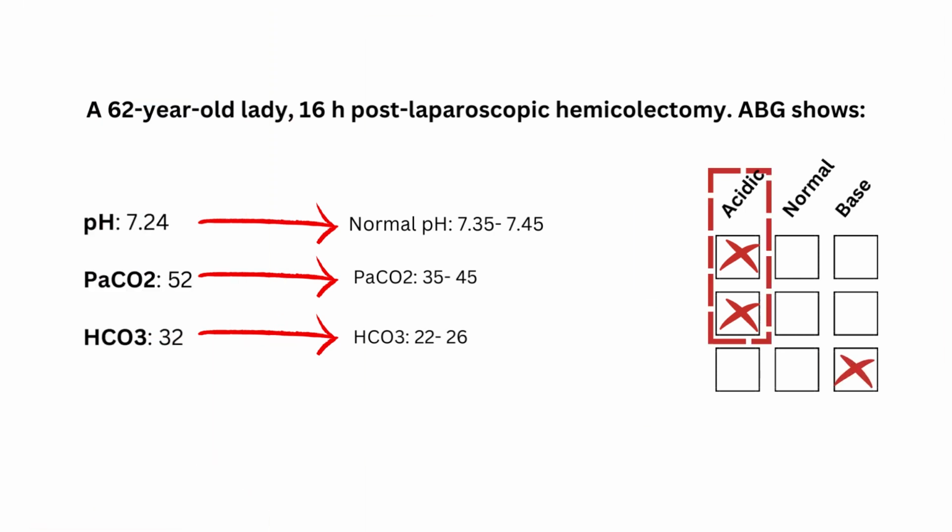As there are 3 acids in a row, this is acidosis and the patient has a high CO2 level, which represents abnormality in respiratory functions. So this is respiratory acidosis.